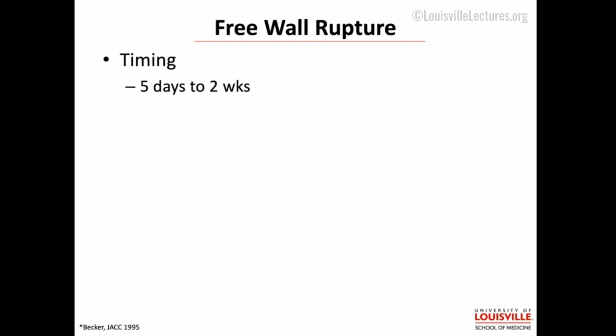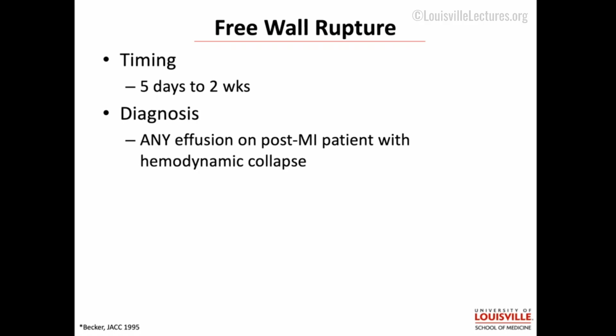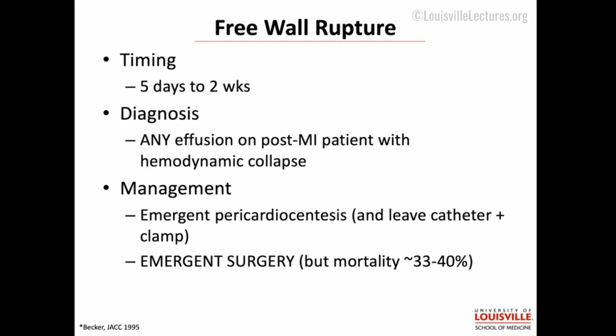And then free wall rupture. This tends to be a little bit longer, 5 days to 2 weeks. But if you have a post-MI patient with sudden collapse and an effusion, you must think about free wall rupture. This one is kind of nuts to manage. You want to alleviate the tamponade that's happened because the free wall rupture is causing hemopericardium, right?